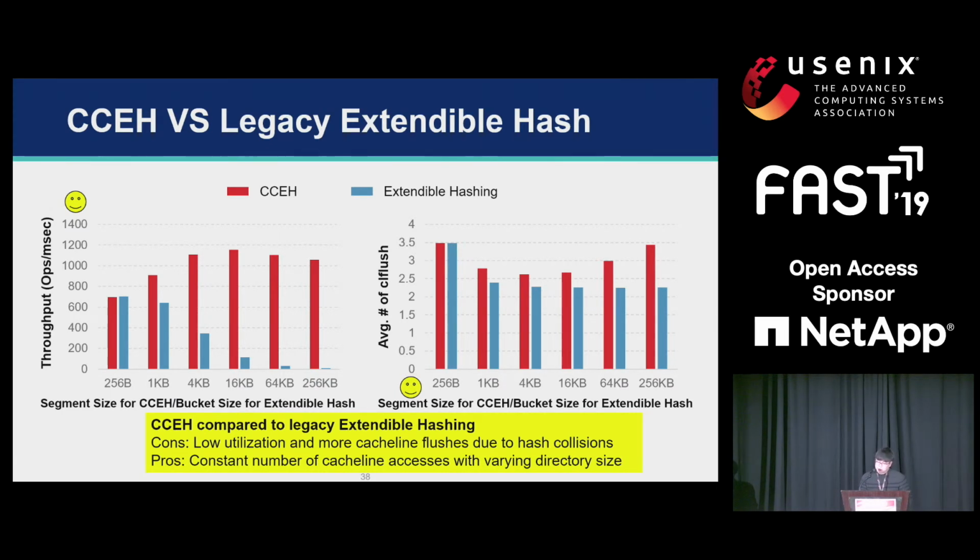And the right graph shows the number of cache line flush instructions for the same experiment. Interestingly, CCEH calls a larger number of cache line flushes. This is because CCEH uses the bucket index to find the free space. If a hash collision occurs in the segment, even if there are some other free cache lines, CCEH splits the segment. Although the utilization of CCEH is lower than that of legacy extendable hashing, CCEH significantly outperforms extendable hashing due to the small number of cache line accesses.